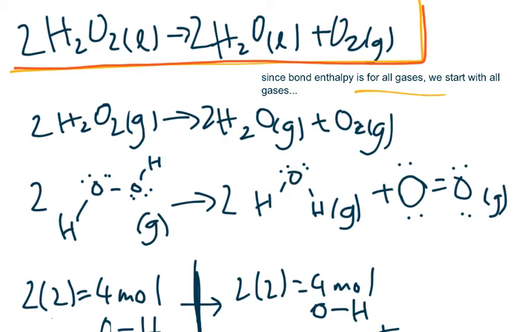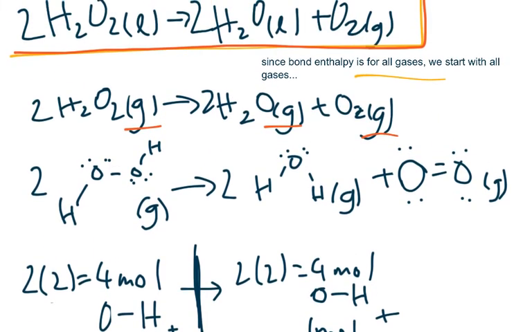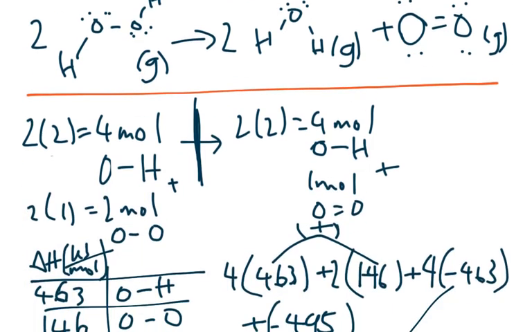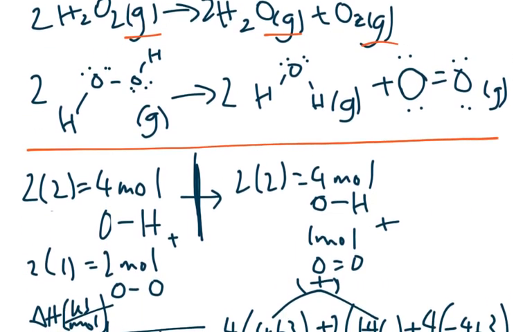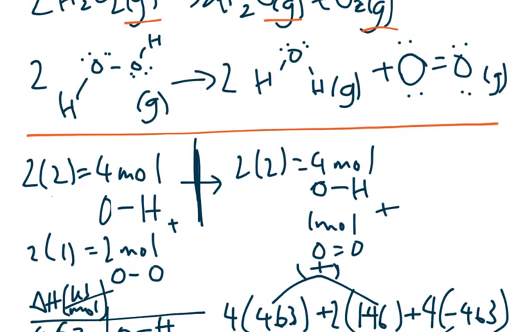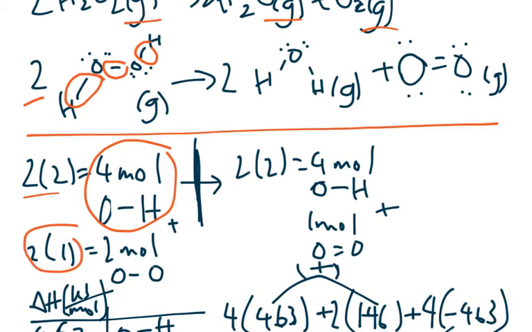So how about this? Let's start off by writing this reaction as if they were all gases in order for us to use bond enthalpies. So we draw out the Lewis structures, not that bad, and then we count the number of moles of bonds. So on the left-hand side, we have 2 O-H single bonds and 1 O-O single bond. And since there are 2 moles of hydrogen peroxide, then we double it. So in the end, we have 2 times 2, which is 4 moles of O-H single bonds, and 2 times 1, which is 2 moles of O-O single bonds.